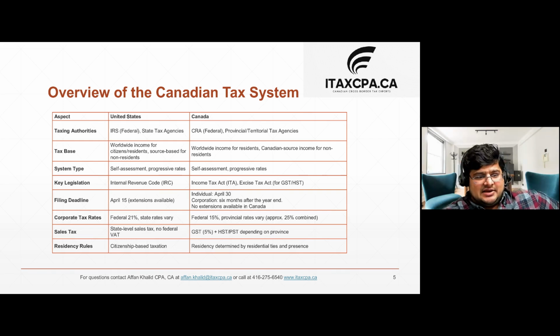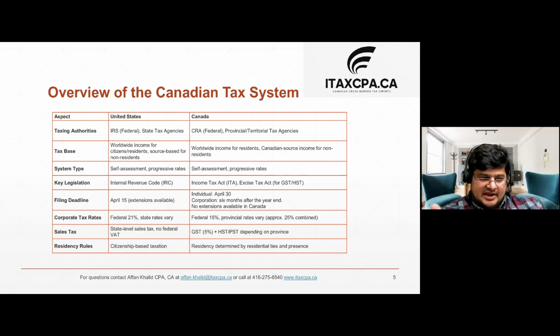For sales tax, we have GST. So GST applies across the country, and then some provinces have their provincial sales tax rate, and that can vary from province to province. I have included a slide at the end which has the combined rate by province, and it's always based on where the customer is located, or the place of delivery or place of supply is what we refer to.